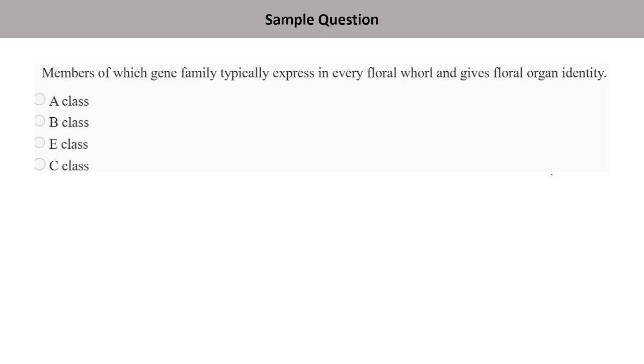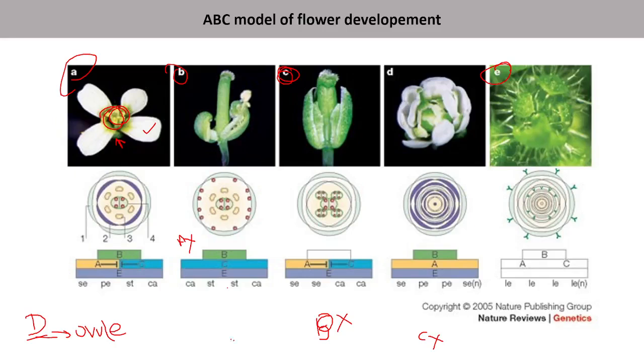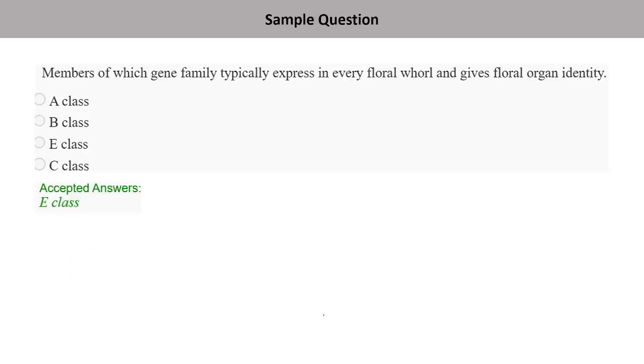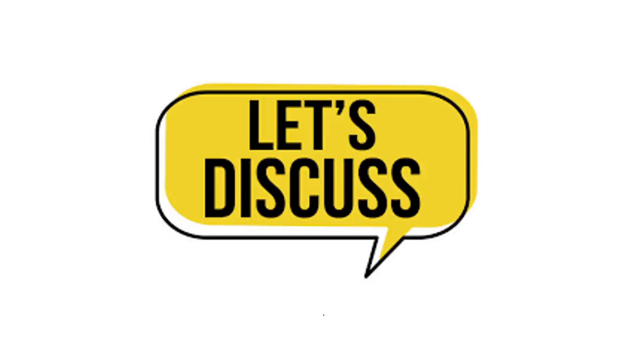And now if we come back to the question, which gene family typically expresses in every floral whorl and gives the floral organ its identity? If you go back to the figure and look carefully, we have this gene of class E expressing everywhere, in all types of arrangement. So no matter what the flower arrangement is, this E gene will always express. So the answer to this question is E class. I hope the question was clear. Let's move on to the next question.